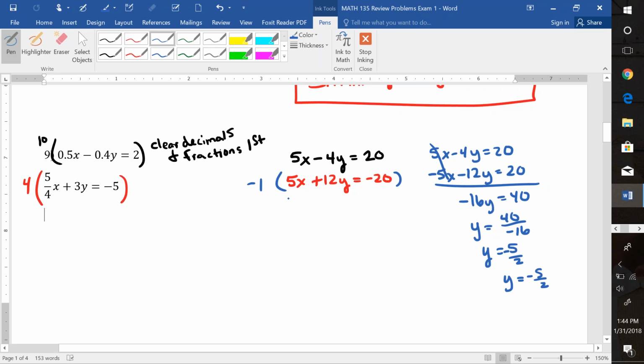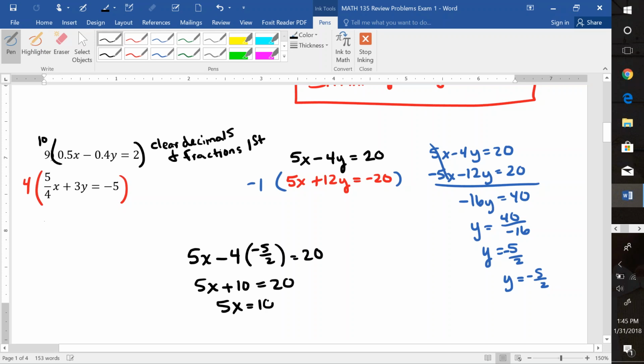Now, in a system, you always need an x and a y, or if you're doing a 3 variable, you need an x, y, and z. So we need to plug back in and find the other value. And you can plug back into one of the originals, or if you don't like that they have all the decimals and fractions, you can plug into this as long as you were careful when you cleared your fractions and decimals. So this is 5x minus 4 times -5/2 equals 20. This would be 5x, that's +20 divided by 2, so that's +10. Equals 20, subtract the 10, and then you divide by 5 and get x equals 2. So the ordered pair for this system is 2 for x, -5/2 for y.